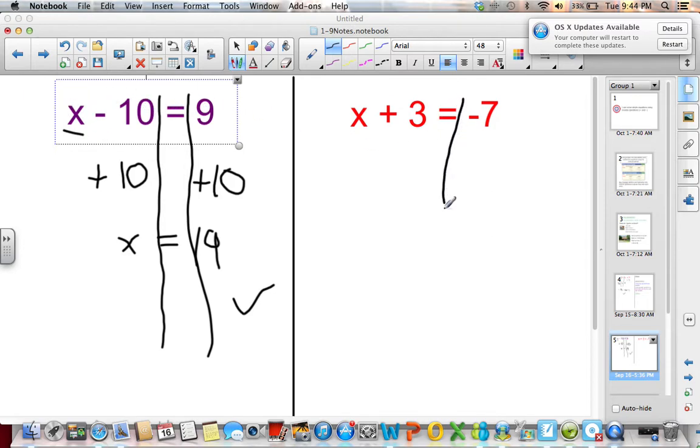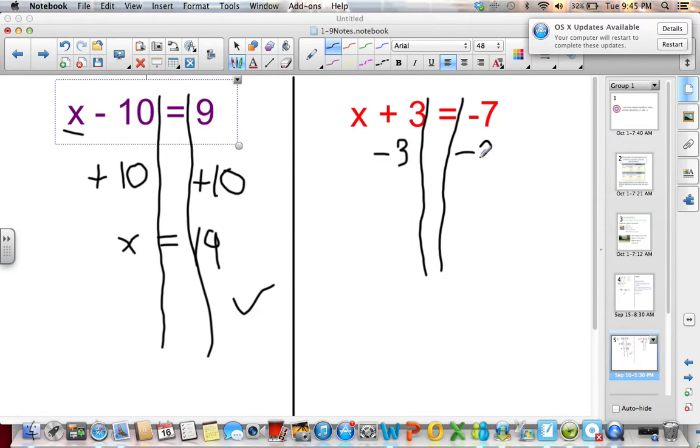So here we have really bad railroad tracks. Okay, remember I'm doing my railroad tracks to separate each side from each other. It's just my visual way of showing that this is a side and this is a side. And the equal sign just carries on down. So we have x plus 3 equals negative 7. Opposite of addition is subtraction.